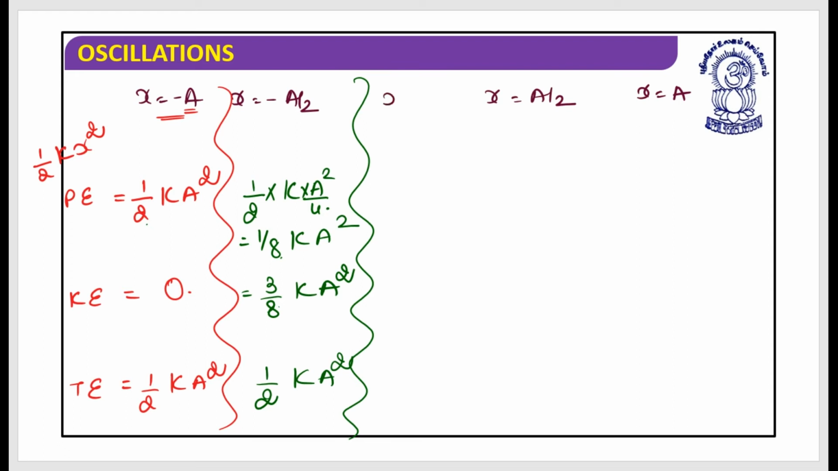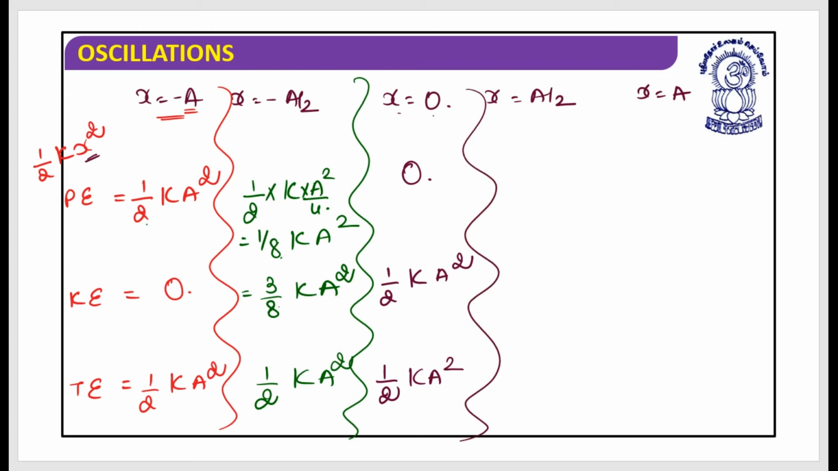Next, it is the displacement of x equals to 0. So what would be the situation? Let's have a look. At x equals to 0, put x equals to 0 and the potential energy would be 0. The kinetic energy is equal to half into k into a square, because the total should be half k a square. I hope this is clear. So this is the mean position.